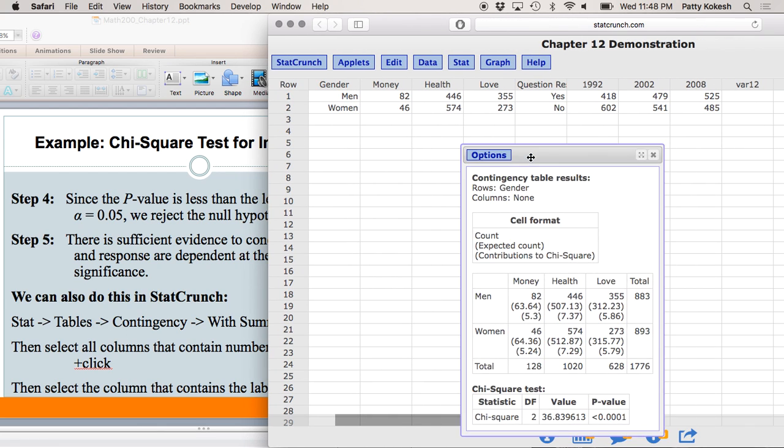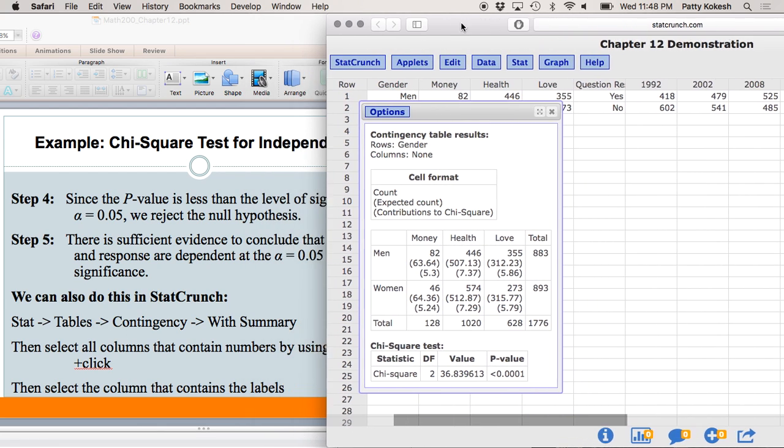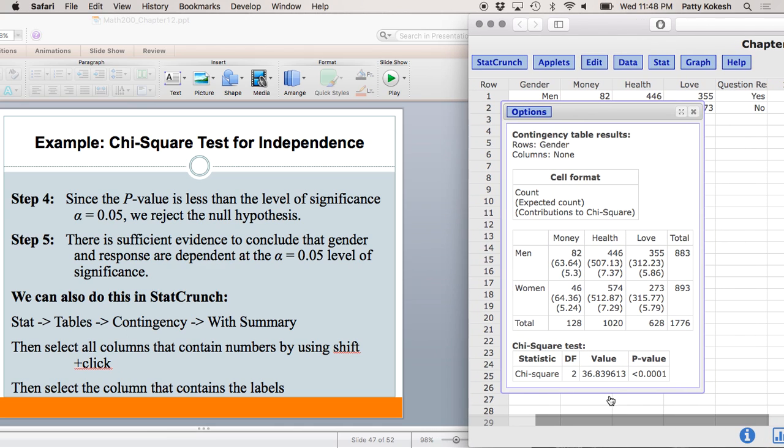I'm going to scoot it over a little bit here. What you'll see is that we get a value very close to the value we calculated on the previous slide, 36.8. The p-value is very, very small. It says less than 0.0001. Okay, so it's really tiny. Now, a couple of things you can see here. I had mentioned that you could calculate expected counts in StatCrunch. This is exactly how you would do it.